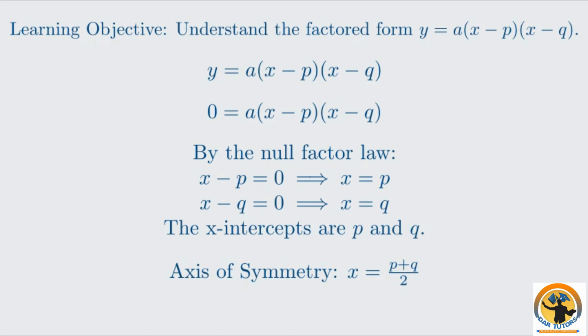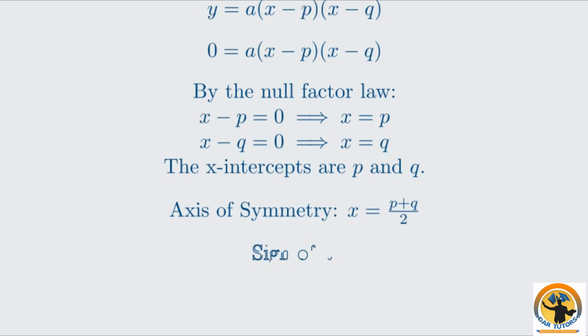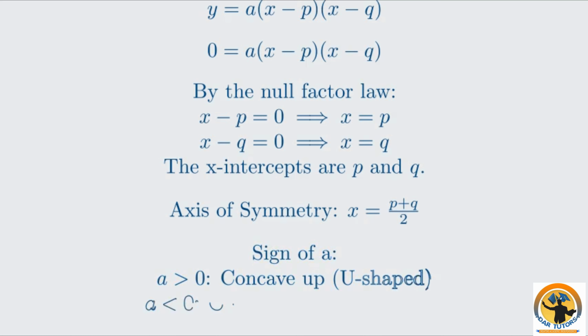The value of a in the equation tells us two things. If a is positive, the parabola opens upwards and is said to be concave up. If a is negative, it opens downwards and is concave down. Also, the absolute value of a determines the width. A larger absolute value of a makes the parabola narrower. A value of a between -1 and 1 makes it wider.